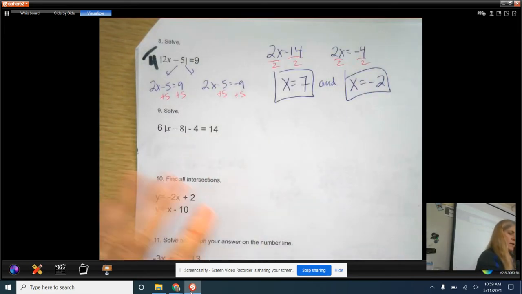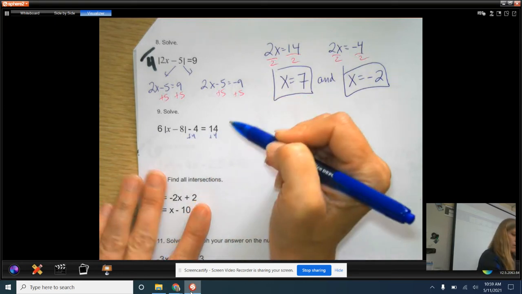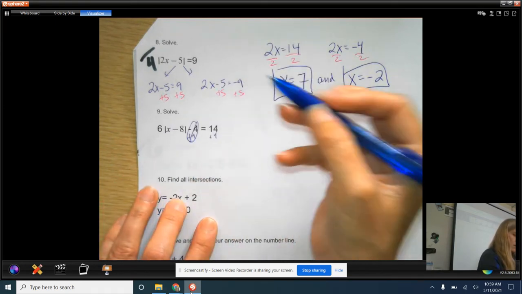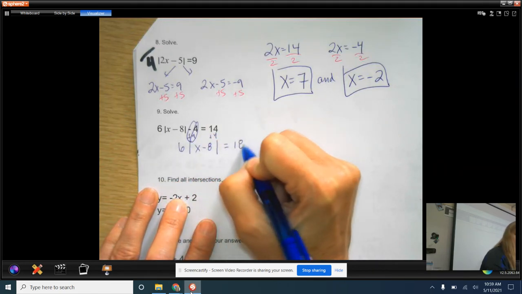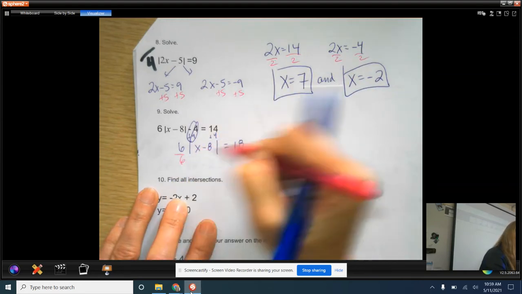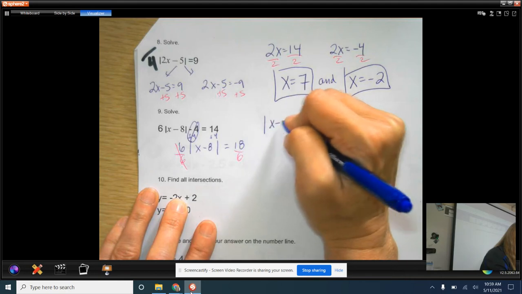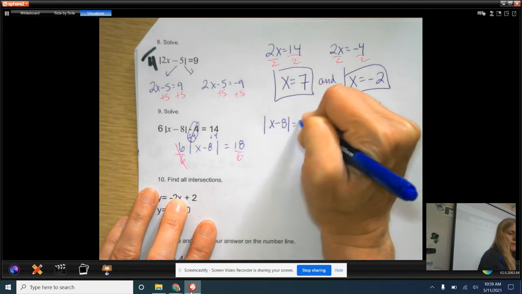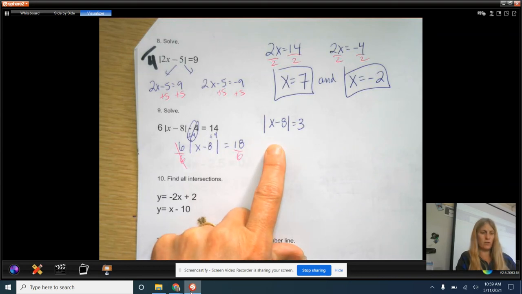Okay, our next one here, we're going to start by adding 4 to both sides because we have to get our absolute value equations by themselves. So we have 6 times the absolute value of x minus 8 is equal to 18. Now we're going to divide both sides by 6. And we get the absolute value of x minus 8 is equal to 3. So you get 1 point for getting this isolated first. So that's your first point.